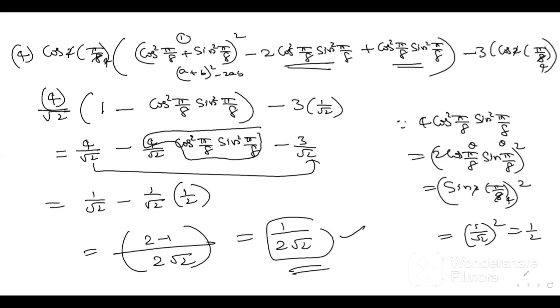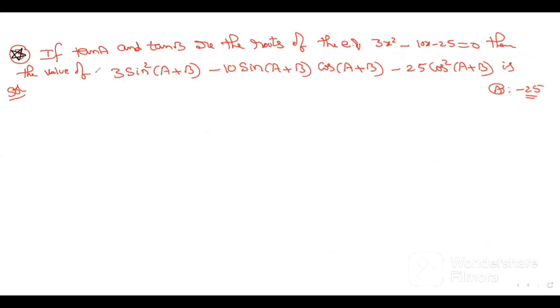Okay, now I am going to explain the next question. Here tan A, tan B are the roots of this equation 3x square minus 10x minus 25. Then find the value of 3 sin square A plus B minus 10 sin A plus B into cos A minus B minus 25 cos square A plus B.